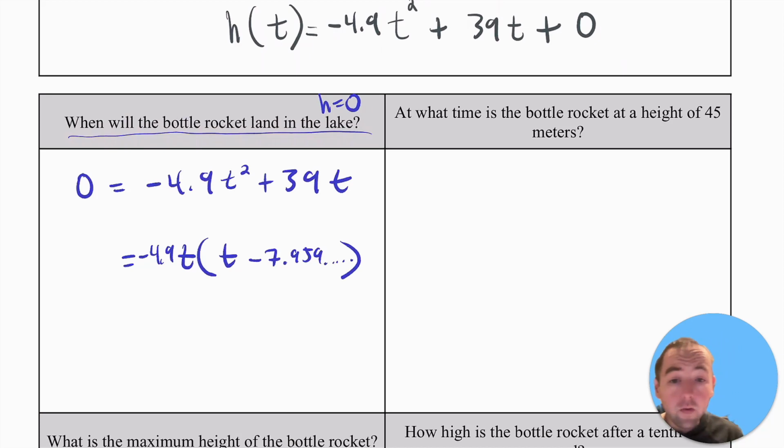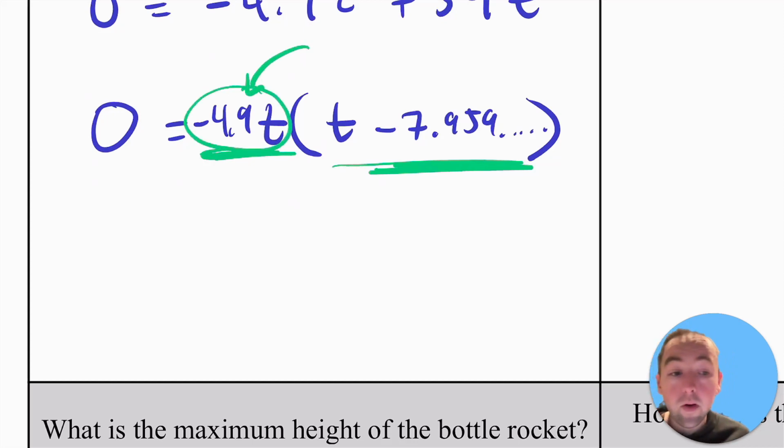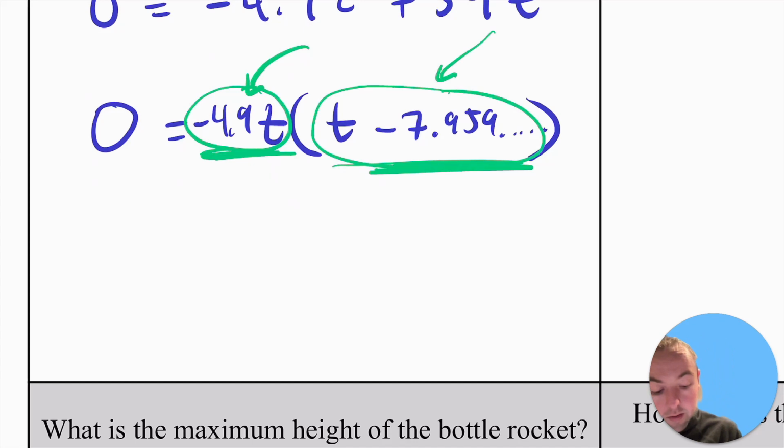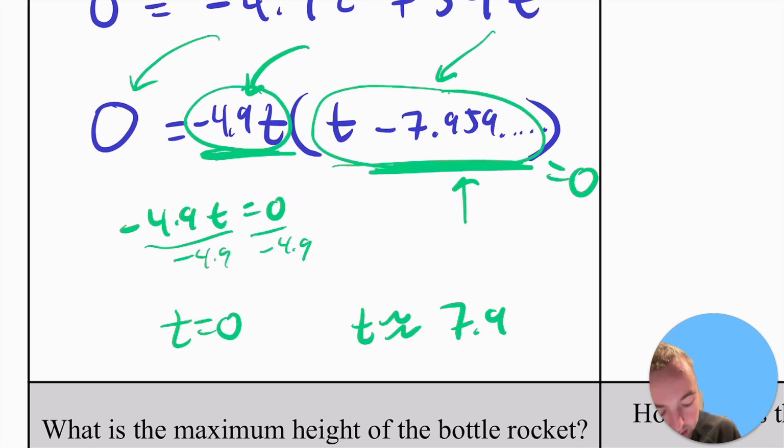The decimal goes on forever, but this is actually really useful now, because if this quantity times that quantity equals 0, then either this quantity, negative 4.9t, must be 0, or this quantity, t minus 7.95, whatever, needs to be 0 for these two quantities to multiply and give the answer of 0. So if negative 4.9t were to equal 0, then you could divide both sides of that by negative 4.9, and therefore conclude that t equals 0. And then right here, if that were equal to 0, you could just add the 7.95. So then t would be about 7.95.